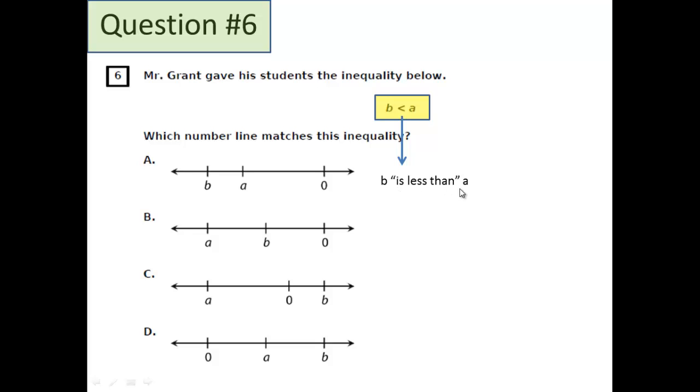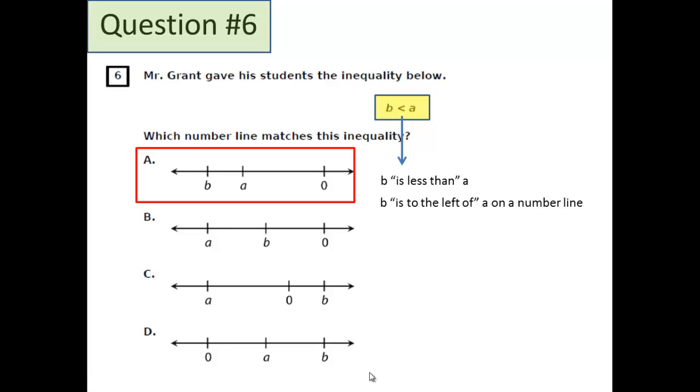Now that might be enough for you to figure out this answer, but I also wanted to point out that that means the same as B is to the left of A on a number line. When you say something's less than, that means you're saying it's further to the left on a number line. I'm looking at all these, and there is only one number line where B is to the left of A. And that is choice A. You can see it right there. B is to the left of A.